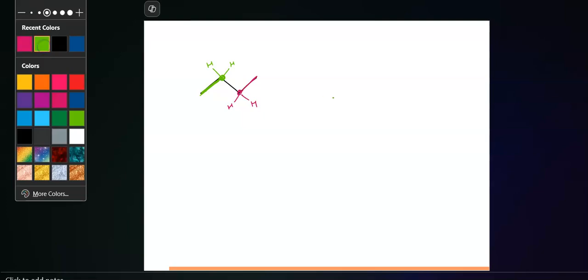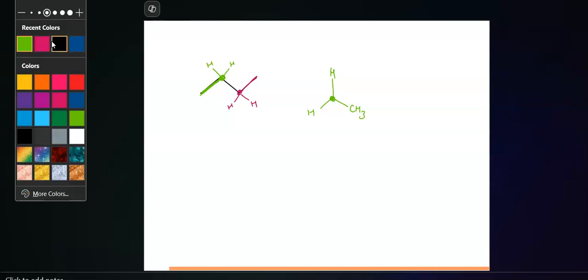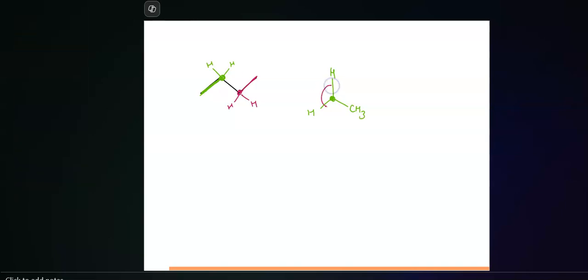Alright, so keeping my green as the front, that will be my solid circle. The hydrogen atoms are drawn. Then the other group is a CH3. The back carbon atom is an empty circle. At the edge, we put the hydrogens.